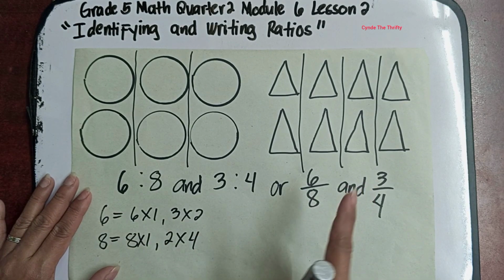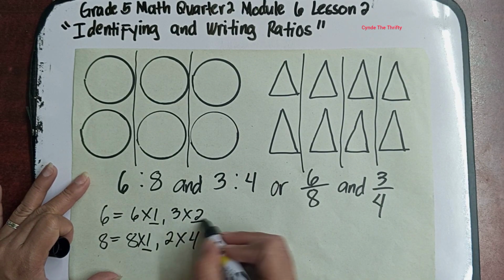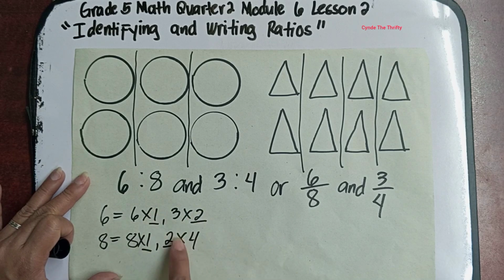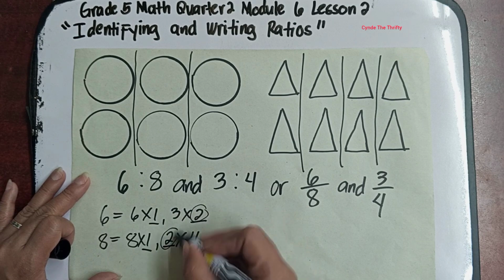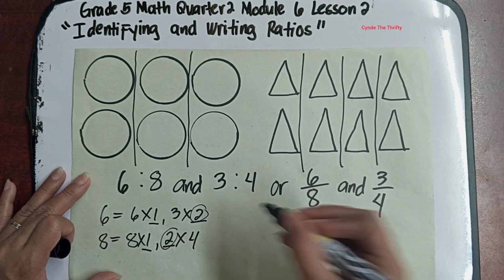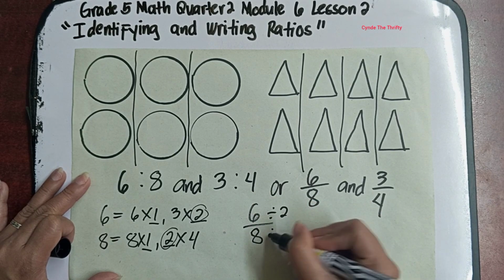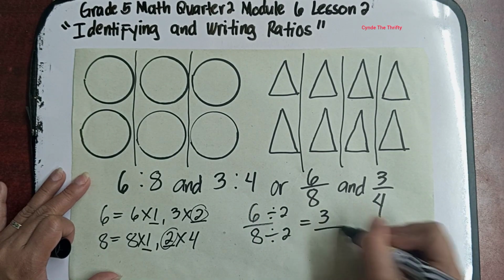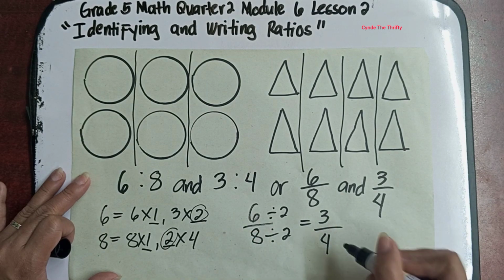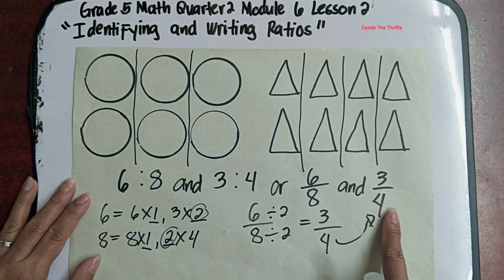So ngayon, titingnan natin kung saan ba sila nagkapareho. Nagkapareho sila sa 1 at sa 2. Ngayon, ang hinahanap natin is GCF or greatest common factor. So, saan yung pinakamalaking nagkapareho sa kanila? Si 2. So, therefore, si 2 ang ating GCF. So, sa pag-reduce ni 6:8 or 6/8, i-divide natin sila pareho sa kanilang GCF na 2. So, 6 divided by 2 is equal to 3 and 8 divided by 2 is equal to 4. So, therefore, ang ating equivalent fraction sa ating ratio is 3/4.